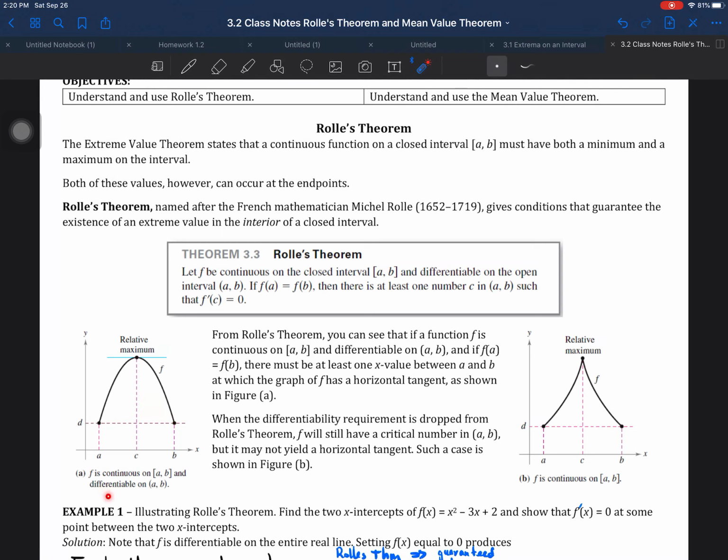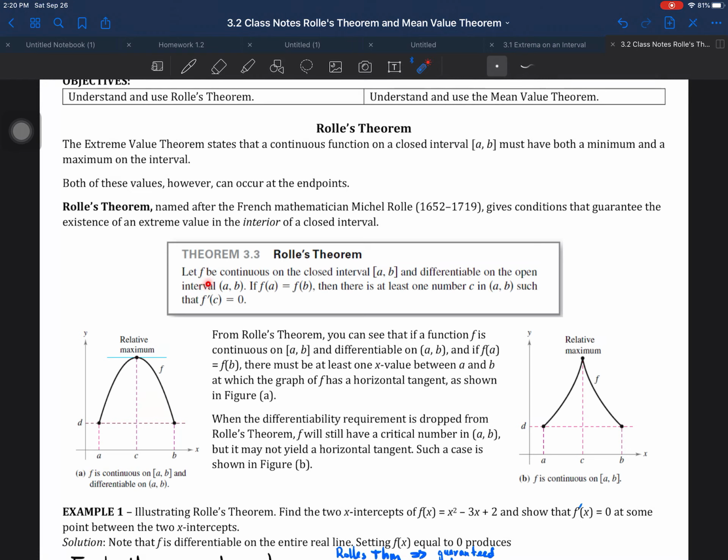Also, the function must be differentiable on the interval from a to b, because if we're guaranteed that there's going to be a tangent that is horizontal, then that means the graph has to be differentiable, right? So that's what we're saying here. So let's read this theorem.